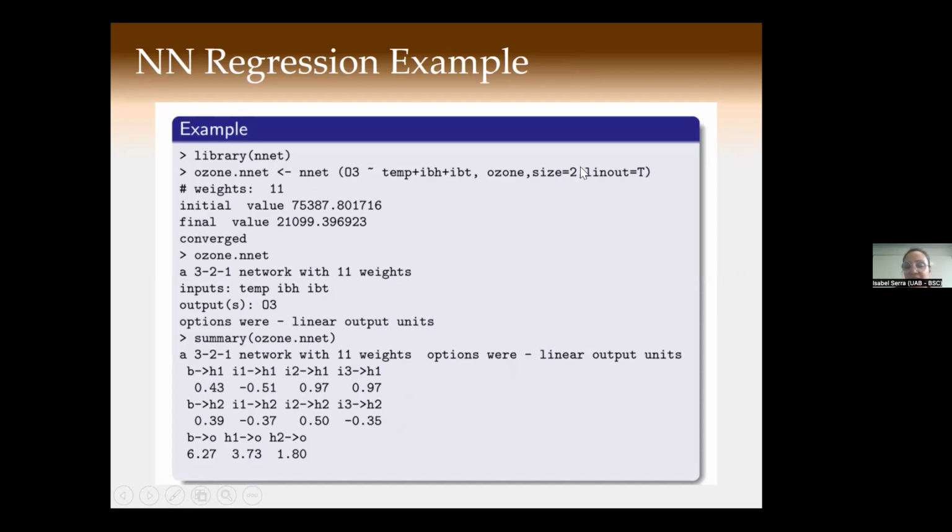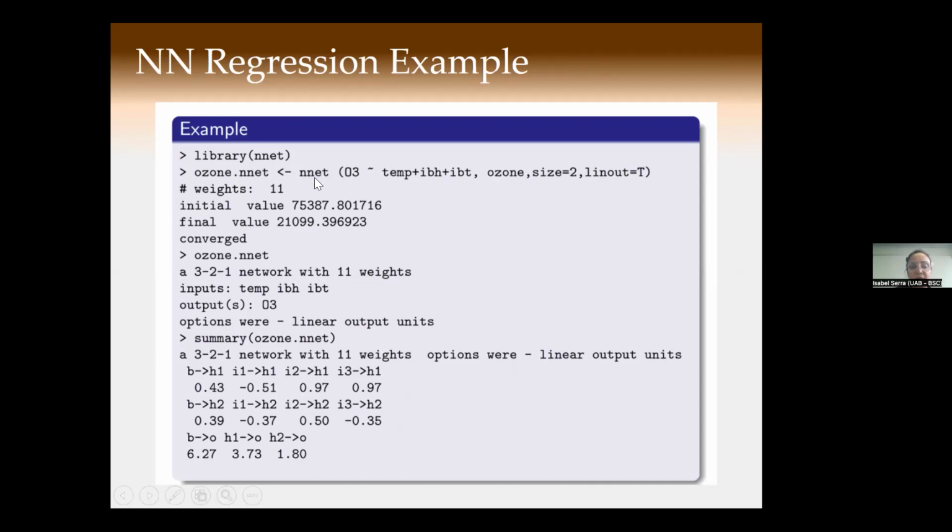In this case, I say size 2 because I am going to put only 2 neurons in the hidden layer. Okay. Then 3 neurons in the input layer, 2 neurons in the hidden layer, only 1 hidden layer, and 1 neuron in the response, because my response is continuous. Then I only need one neuron. And so that the neural network knows that, I put linout true. Linout true is because I say the response is continuous. Then with this, I say only 1 neuron in the output layer, 3 neurons in the input layer, and 2 neurons in the hidden layer.